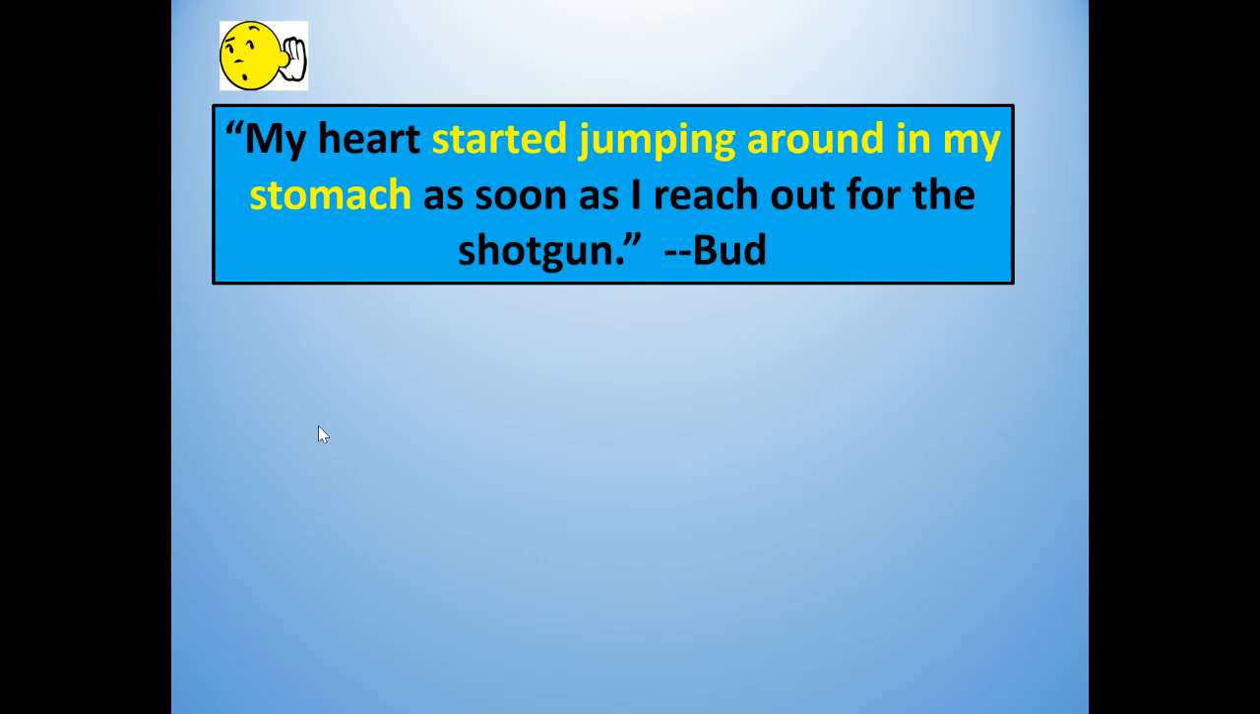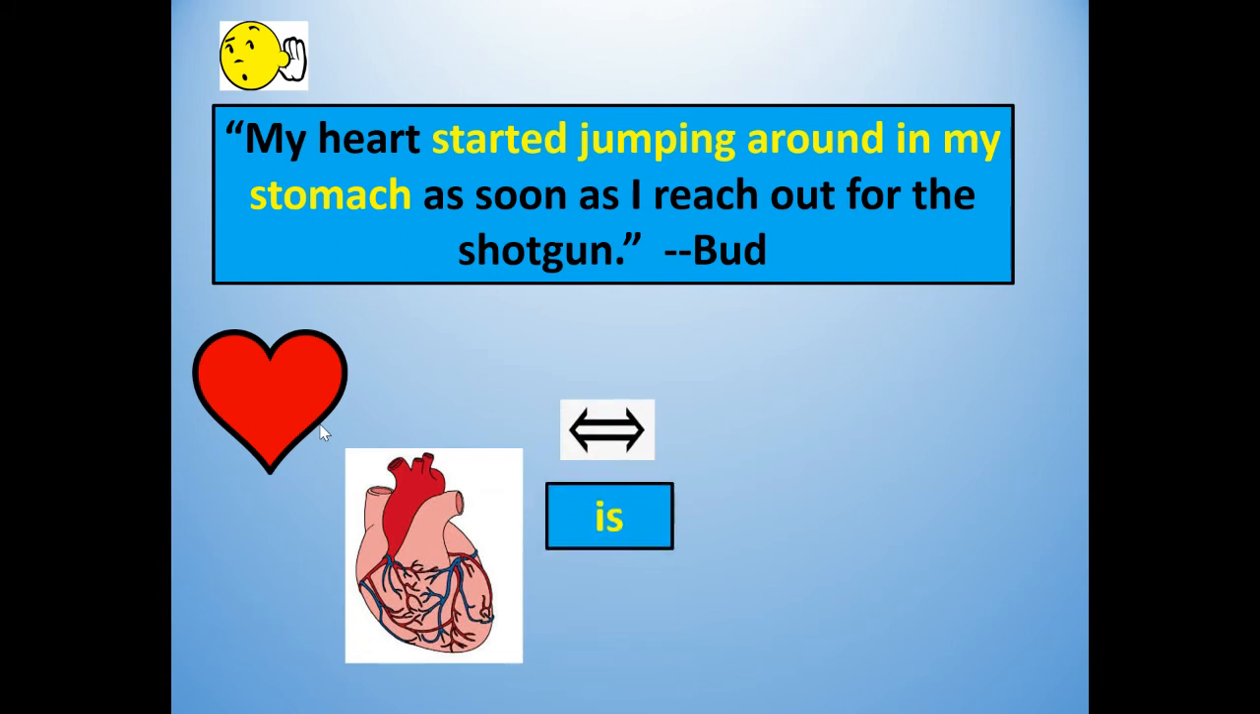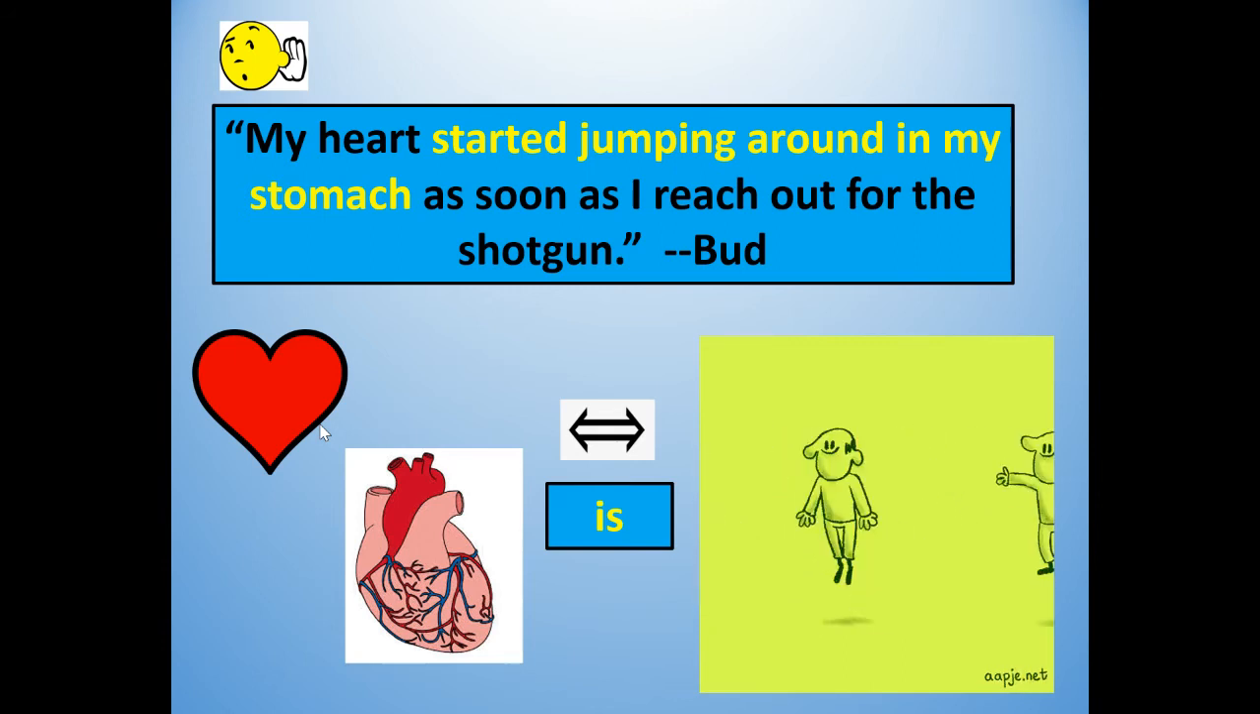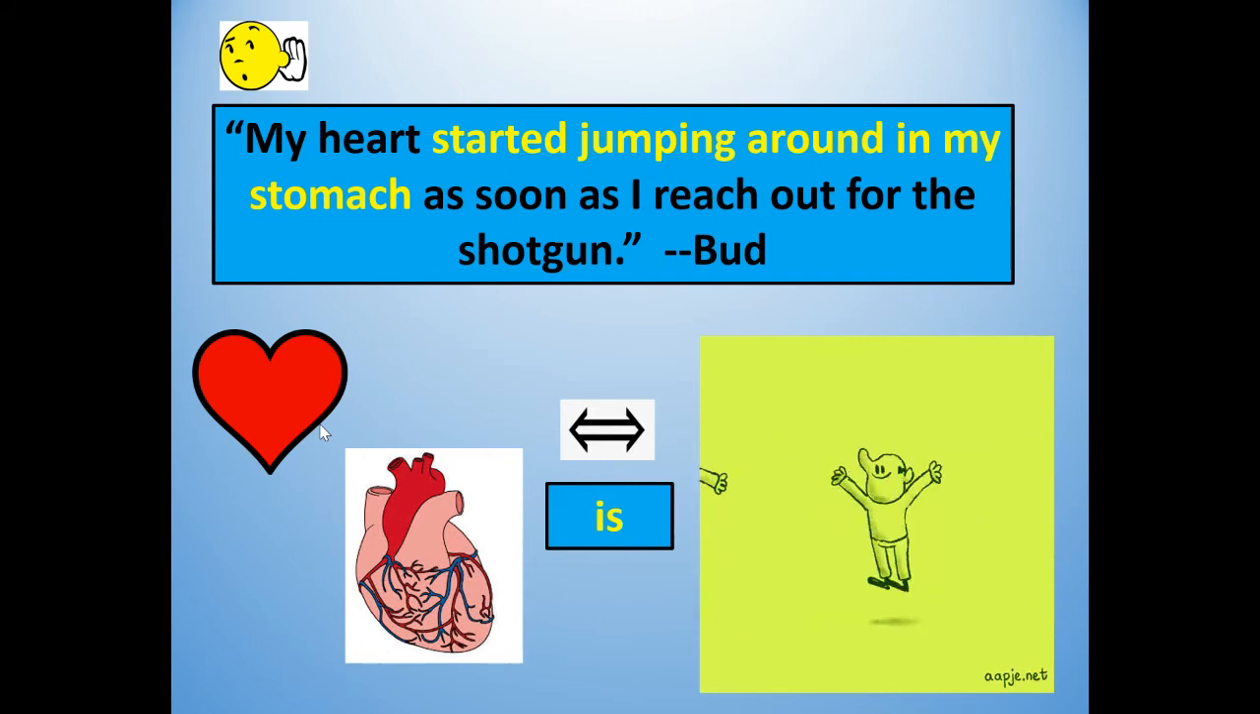Again, for this slide, you don't need to write anything, just listen. Here's your example of personification. My heart started jumping around in my stomach as soon as I reached out for the shotgun. So Bud said, my heart, so his heart in his chest, started jumping around as soon as he reached out for the shotgun. So he is saying that his heart is jumping. Can a heart jump like a person? No, but that's his figurative language. It gives a great picture of how his heart is acting.